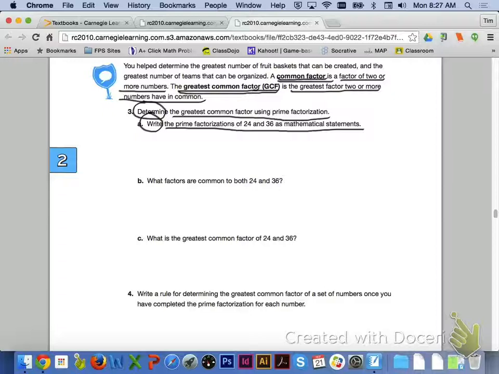To get started on page 72, take a look at number 3. I'd like you to do letters A, B, and C with your group members. It says to determine the greatest common factor using prime factorization.